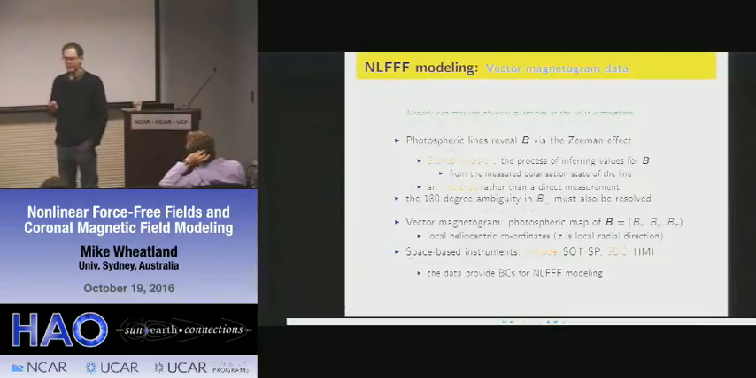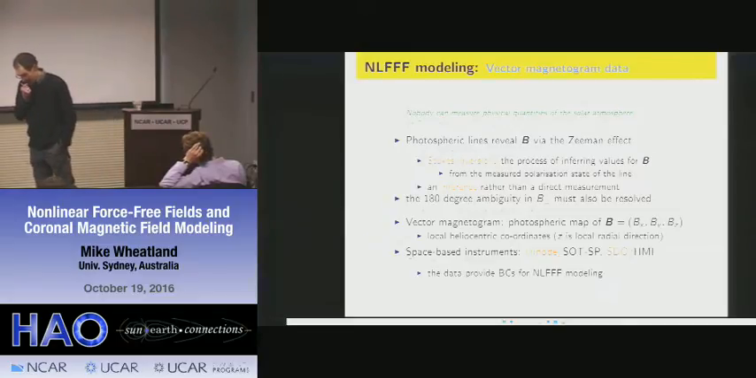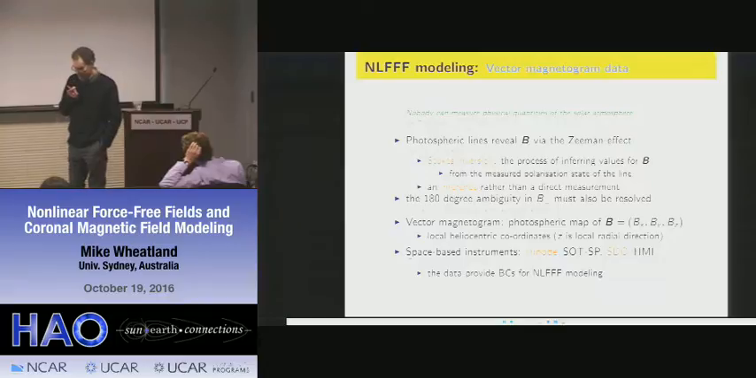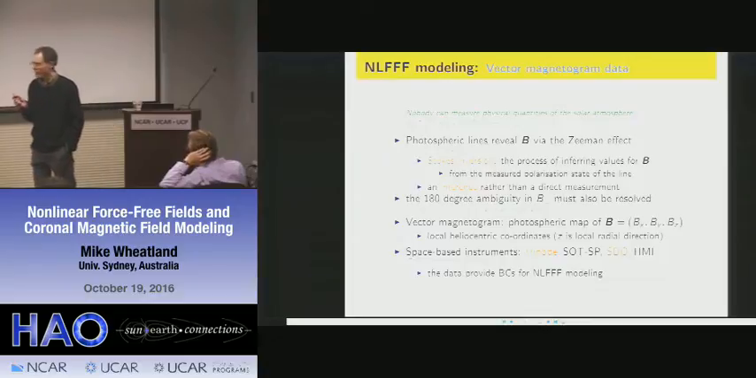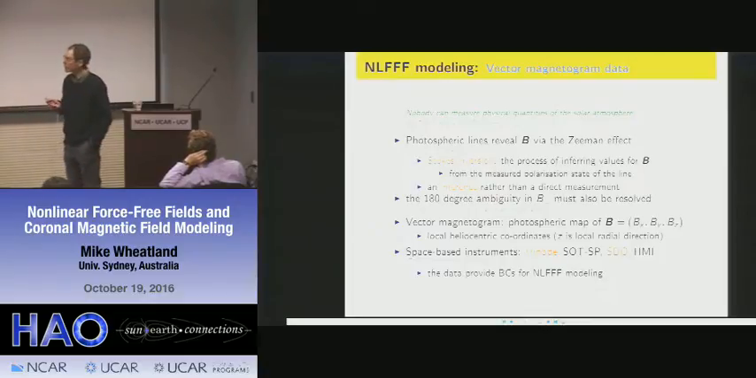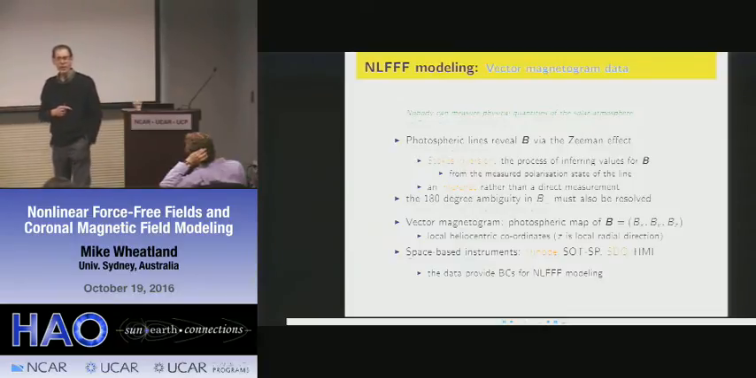So it involves modelling that Zeeman effect, and then also having an atmospheric model and doing radiative transport through that. And so I'd say that it's an inference rather than a direct measurement. I'm not saying that the results are inaccurate. I'm just identifying what's involved in this. There is also a 180 degree ambiguity in the direction of the field transverse to the line of sight, which needs to be resolved.